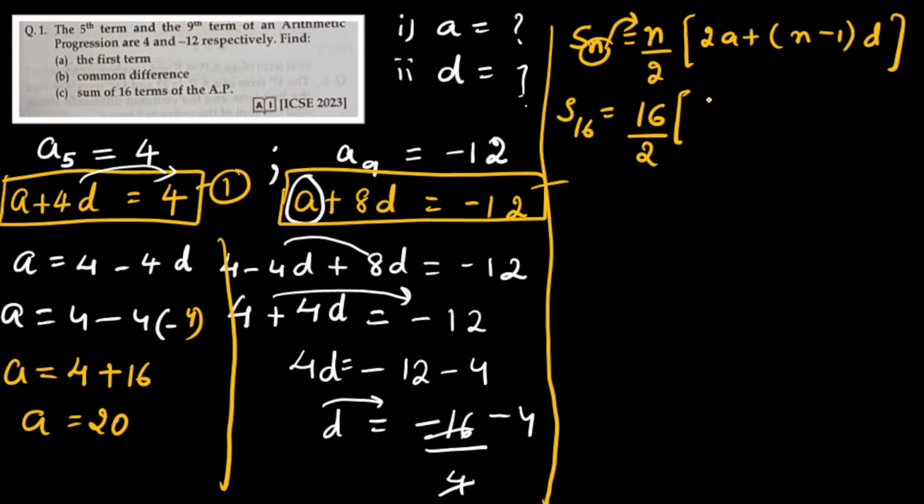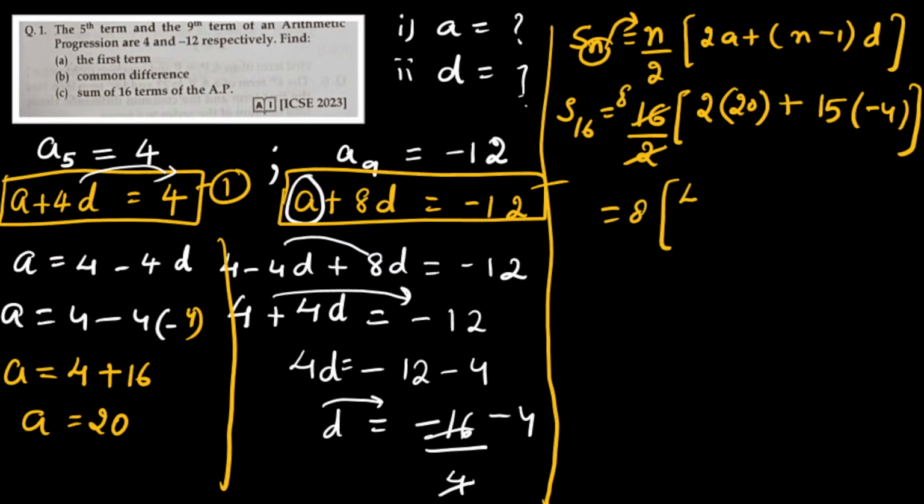So 16 by 2, 2a. A's value we found as 20. So let's substitute: plus n minus 1 into d. N is 16 here, n minus 1 is 15. D's value is minus 4. So 16 by 2, you can do cancellation and it is 8. 2 into 20 is 40. 15 into minus 4 is minus 60.